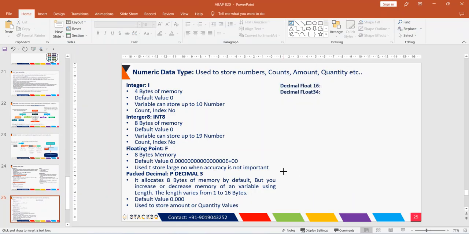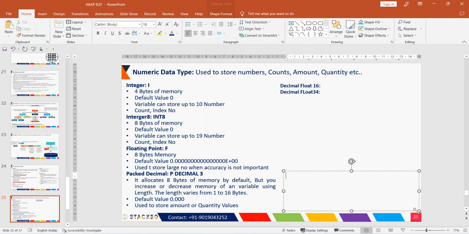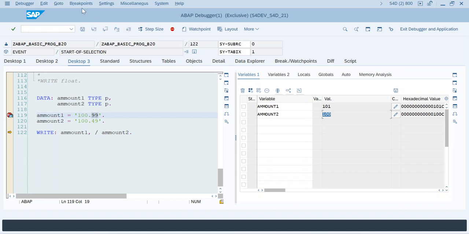Okay, so let's say why this round off is happening. It's very important. At the time of creating a program, we had selected a checkbox.